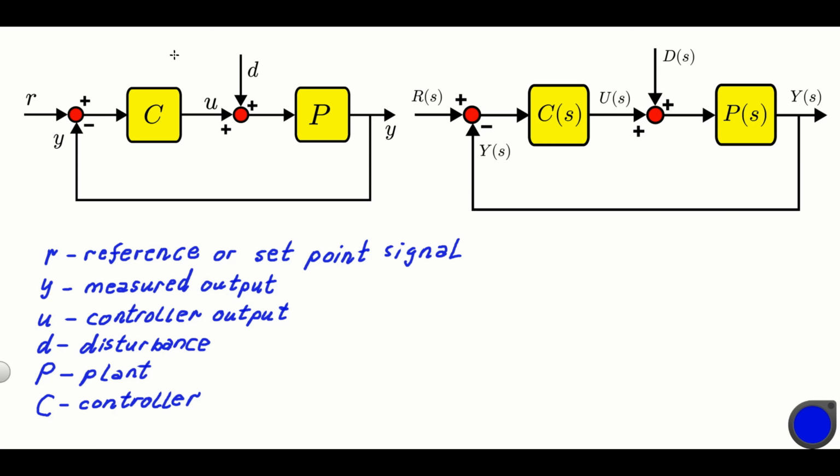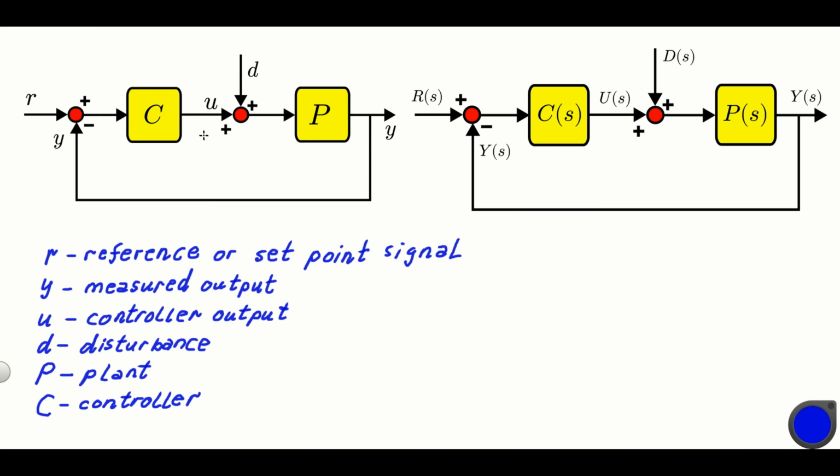First of all, let's explain this block diagram. R is the reference or set point signal. In the case of controlling a room temperature, this can be the set point for the temperature. Y, which is also given over here, is the measured output. In the case of the control system for temperature control, this is the measured temperature. U is the controller output, D is the disturbance, P is plant, and C is the controller.